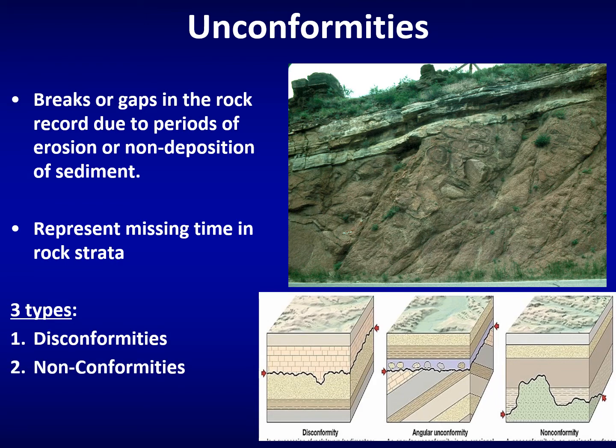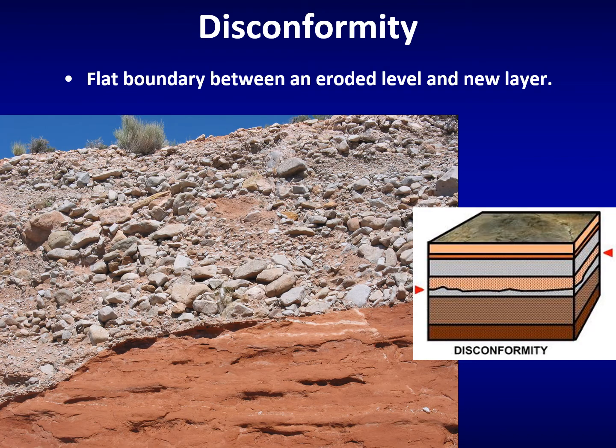There are three types: the disconformities, non-conformities, and angular unconformities. First, disconformities. When you see flat sedimentary rock layers, and then you see an erosional boundary, and then more flat sedimentary rock layers above of a different type, or maybe even of the same type, you note that there is an erosional surface, you have a disconformity. There's missing time. We don't know how long of time lapsed between the erosion of those layers below and the deposition of the layers above.